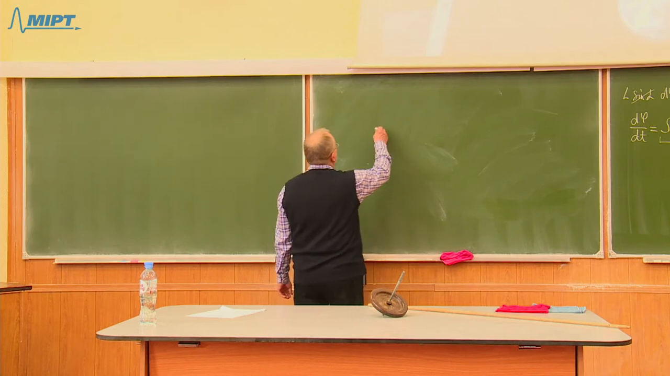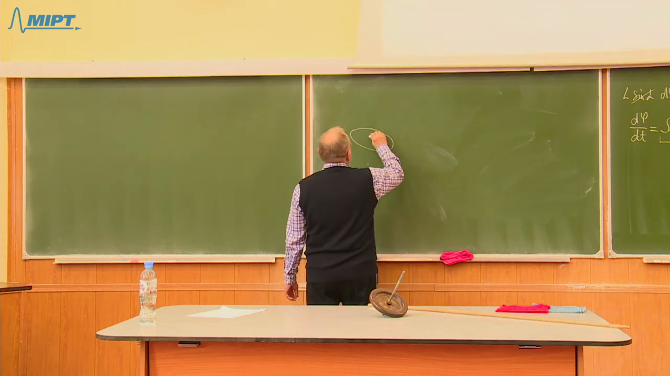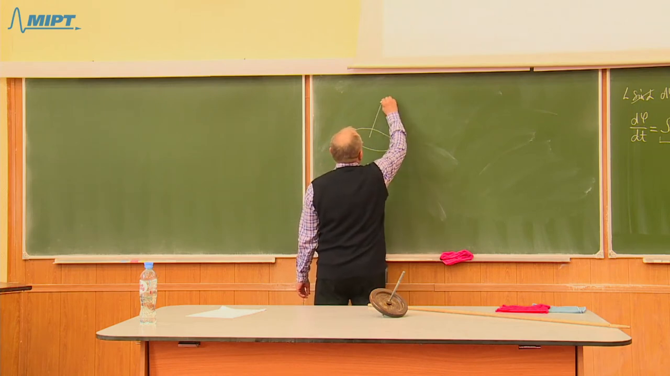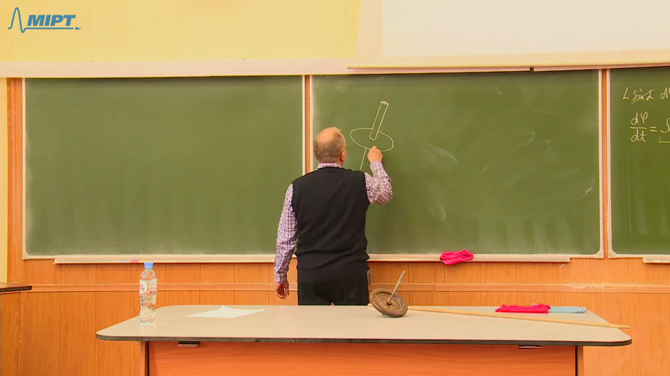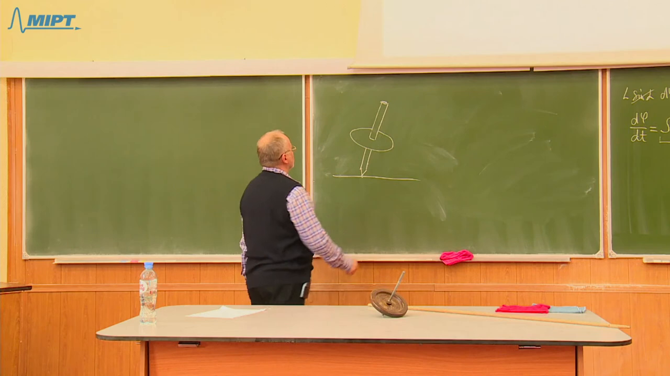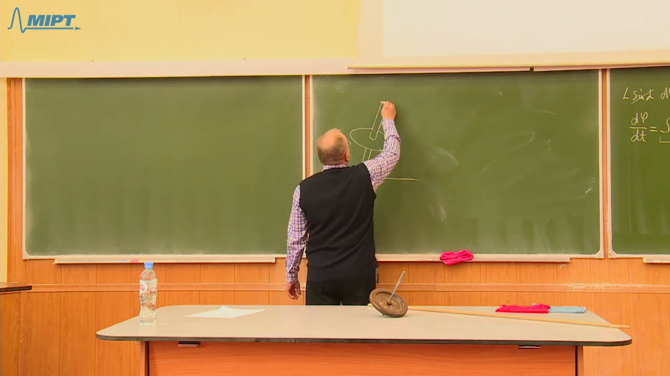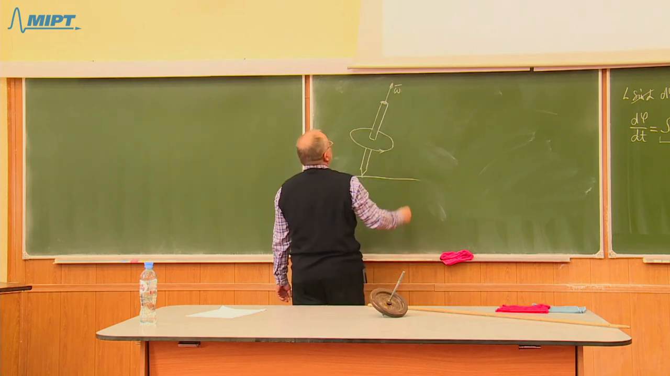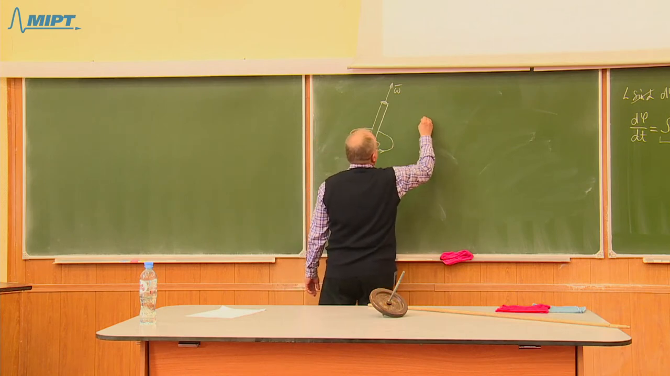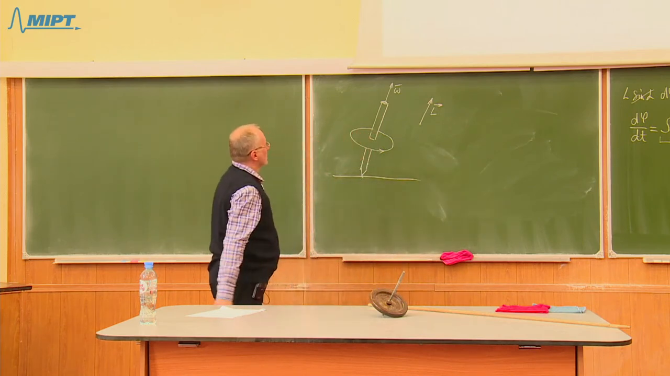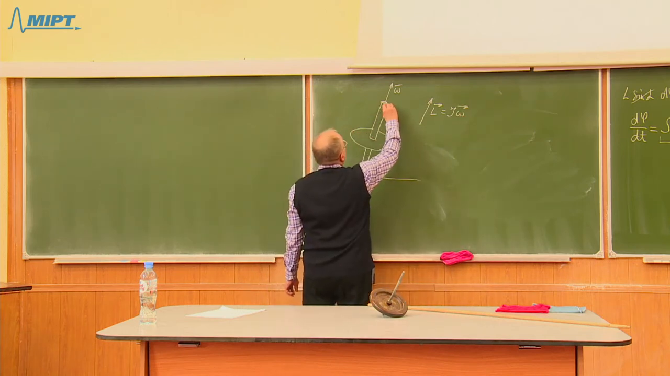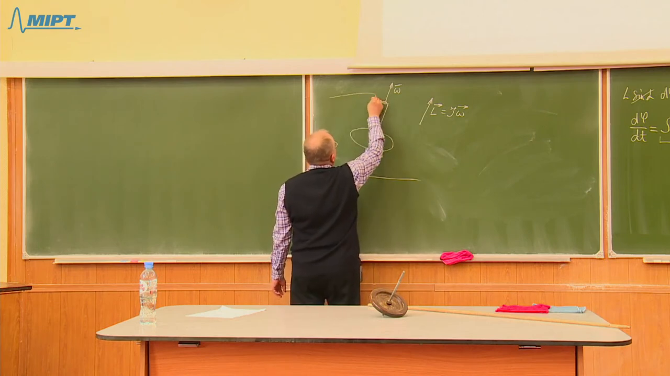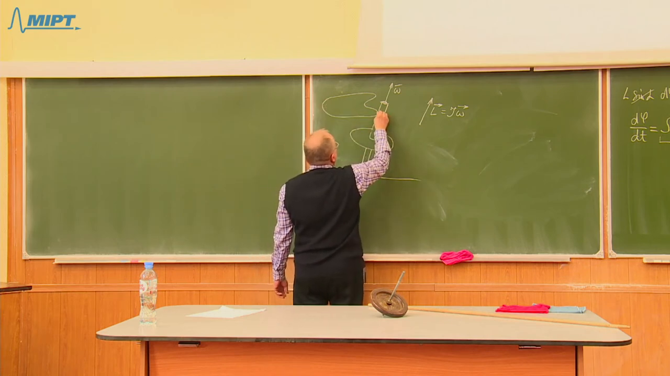So in this particular experiment, we had a gyroscope, that is a symmetric rotating body. And there was an axle of this gyroscope. I will show it in this way, the axle. The gyroscope was rotating in such a way that the angular velocity was directed here, and the vector of angular momentum also has the same direction as the angular velocity. And the axle of this gyroscope was in touch with some curved surface. So here was the point of contact.